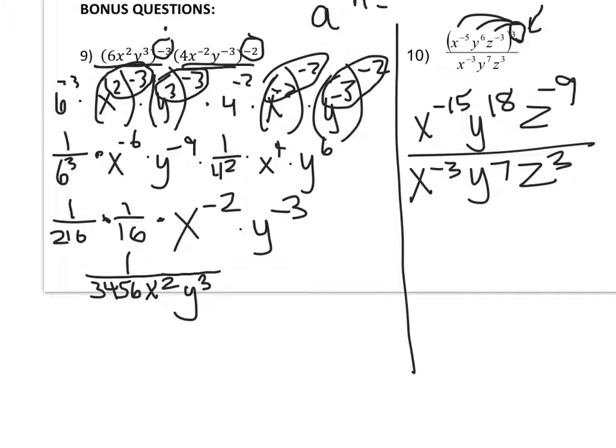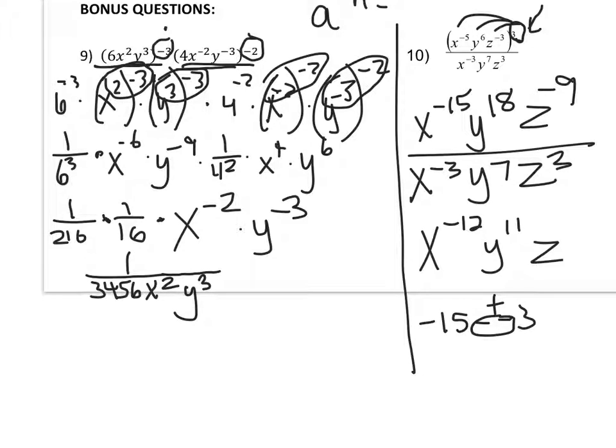And now we're going to divide. Be careful when you're dividing. When you divide the x's, the x stays the same, but you are really doing negative 15 minus negative 3, which is the same as negative 15 plus 3, or negative 12. The y is going to stay the same. You're going to do 18 minus 7, which is positive 11. The z is going to stay the same, but here you're going to do negative 9 minus 3, which is negative 12.